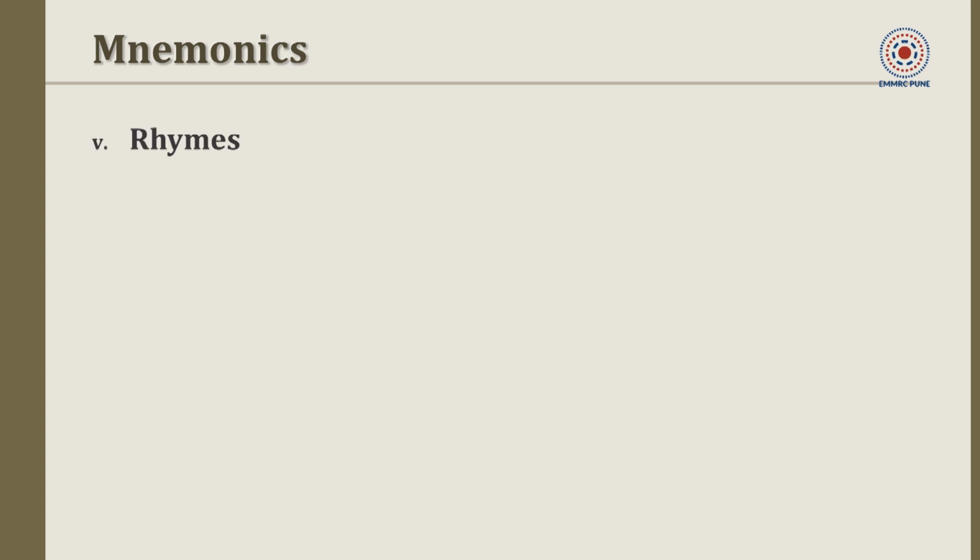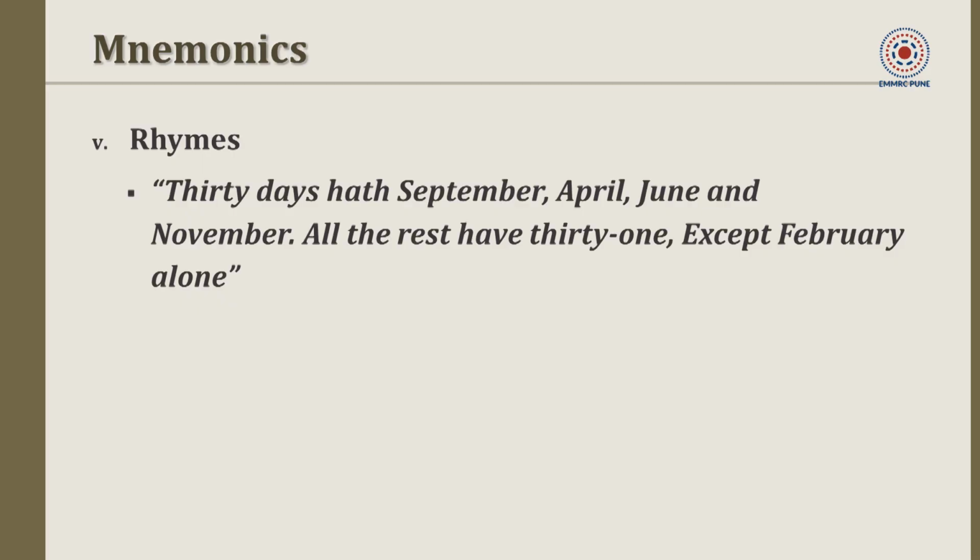The next mnemonic is rhymes. Rhyming words can be used as a mnemonic to help us learn and recall information. Phrases like "30 days has September, April, June and November, all the rest have 31 except February alone," stick in our memories because we have heard it multiple times, but also because of the rhyming within it.